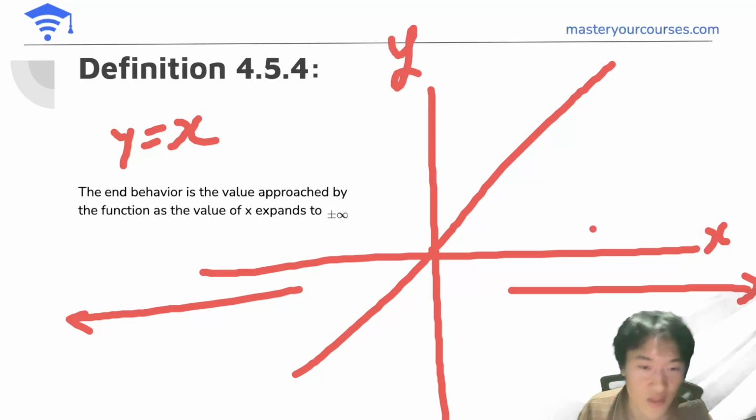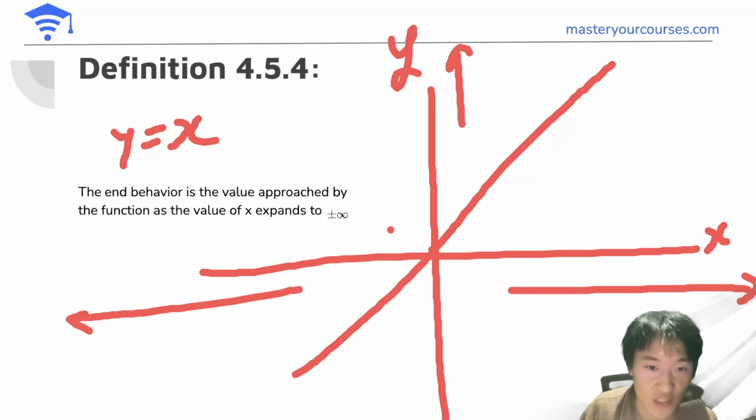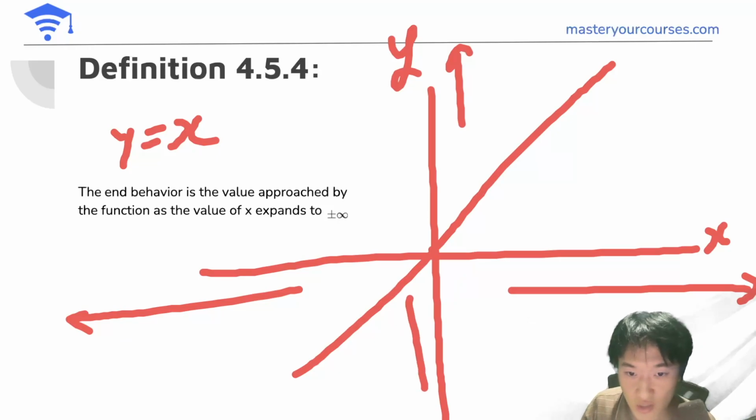And for y equals x, it's quite simple. If x goes to infinity, what happens to y? Well, y also goes to infinity. It's going up as much as it can. If x is going to negative infinity, what's y doing? Well, it's also going down.